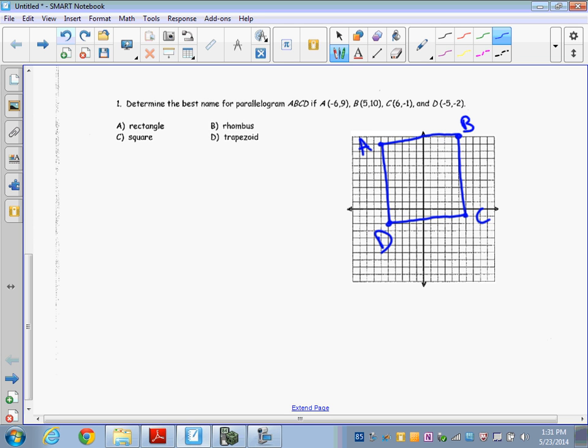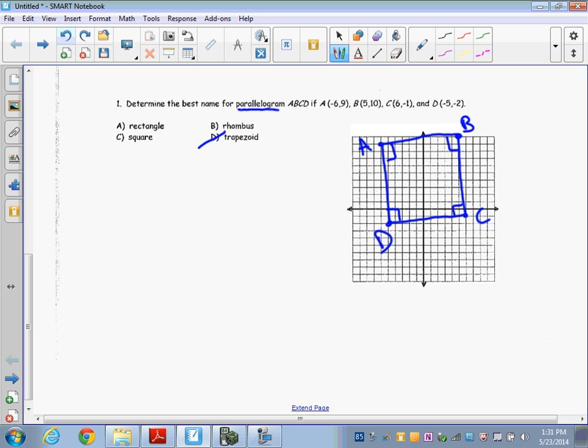So right away we can tell this is not a trapezoid because we know it's a parallelogram. A trapezoid is not a parallelogram. So we know the answer is not D. Is it a rectangle, are 4 right angles formed? Remember, we can figure out that these are right angles from the slope formulas.